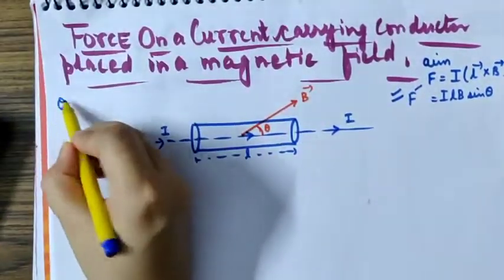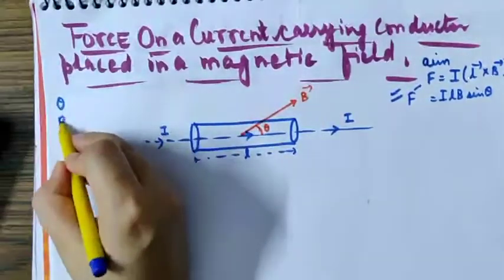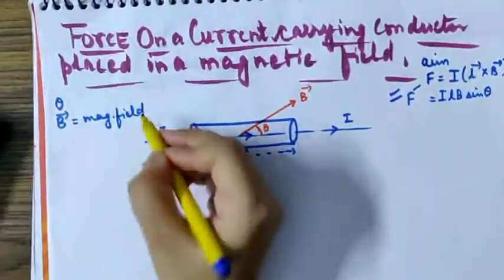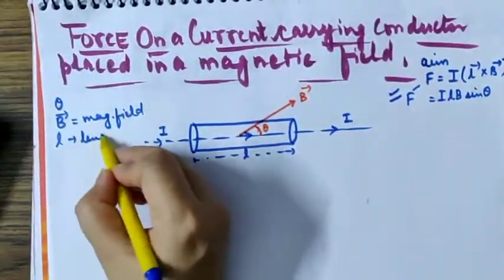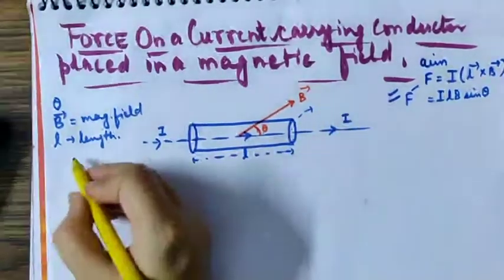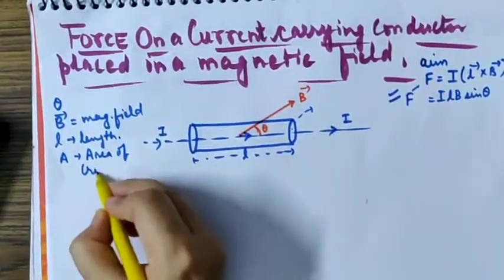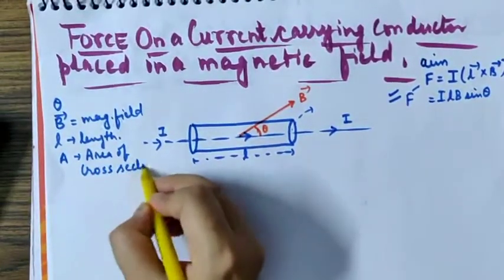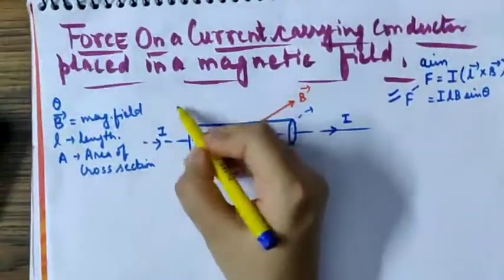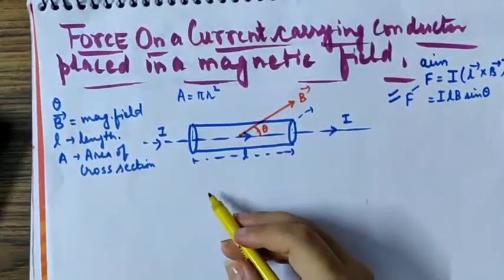First of all, angle theta. Angle theta is the angle made between current and magnetic field. Then what is B vector? It is the magnetic field itself. What is L? It is the length of the conductor. What is capital A? Capital A will be the area of cross section. Suppose this is radius r, then area A will be equal to pi r square, because the cross section is circular in shape.